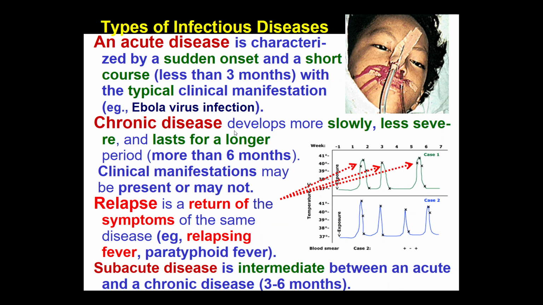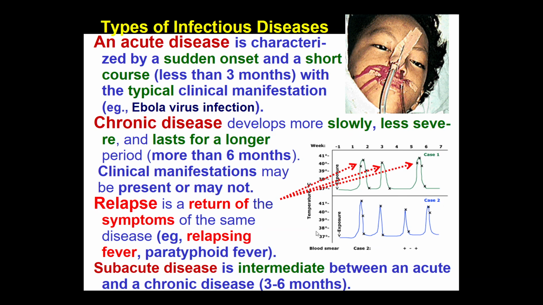Chronic diseases. A chronic disease develops more slowly, is less severe, and lasts for a longer period of time, usually more than 6 months. Clinical manifestations may be present or may not, because in different periods of this long-lasting disease, the condition of the organism becomes different. Chronic disease may be characterized by so-called relapse. Relapse is the return of the symptoms of the same disease. Examples are relapsing fever and paratyphoid fever.